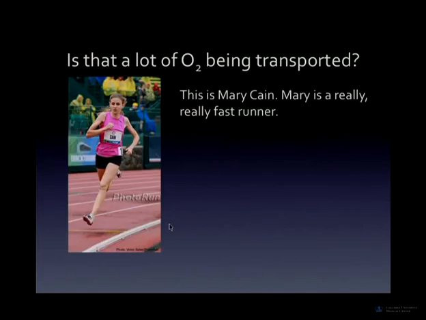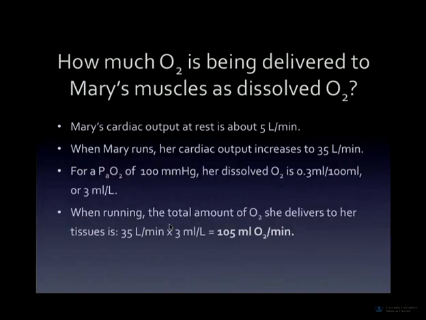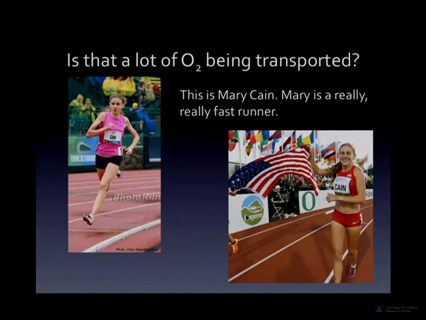This is Mary Cain. Mary Cain is a really, really fast runner. She's the 2014 World Junior Champion in the 3,000-meter run. She's considered to be the best female American middle distance runner since Mary Decker Slaney, who you're probably all too young to know. And she's also the daughter of an anesthesiologist here at Columbia. Mary wins a lot of stuff. So how much oxygen is being delivered? That's her, I think, just after she won the junior world championships.